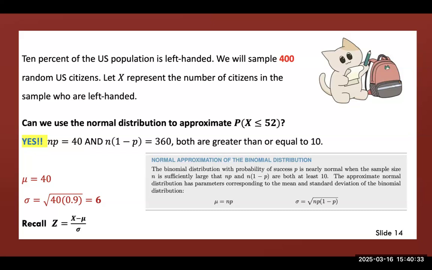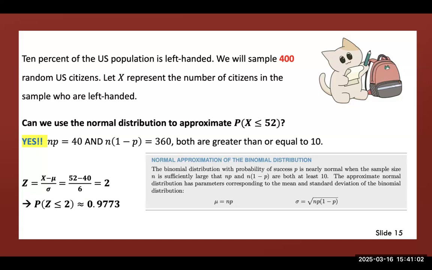Remember z-scores: we can find a z-score by taking our x value, subtracting the mean, and dividing by the standard deviation. Let's find the z-score for the probability x is less than or equal to 52. If I put 52 into the z-score formula, I subtract 40 and divide by the standard deviation, I get 2. The number 52 is 2 standard deviations above the mean.